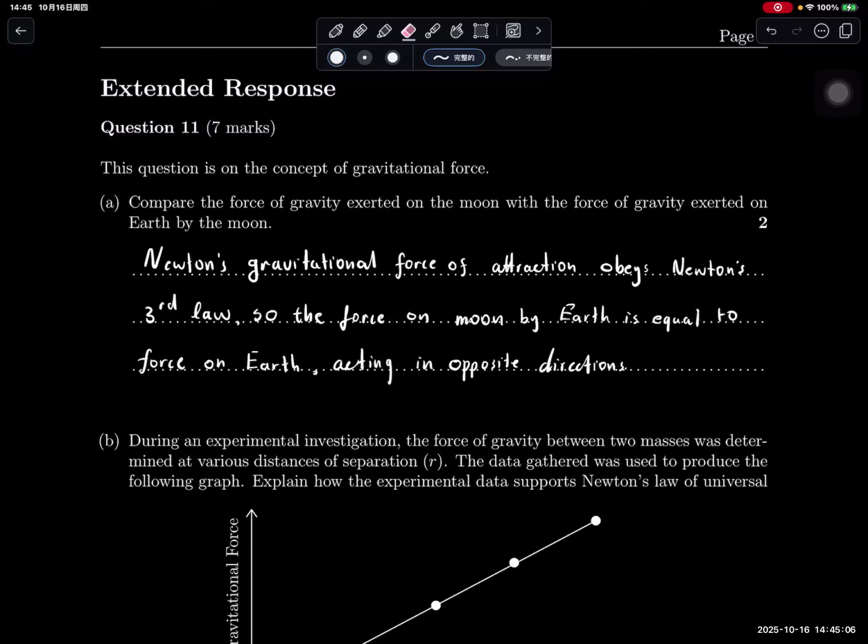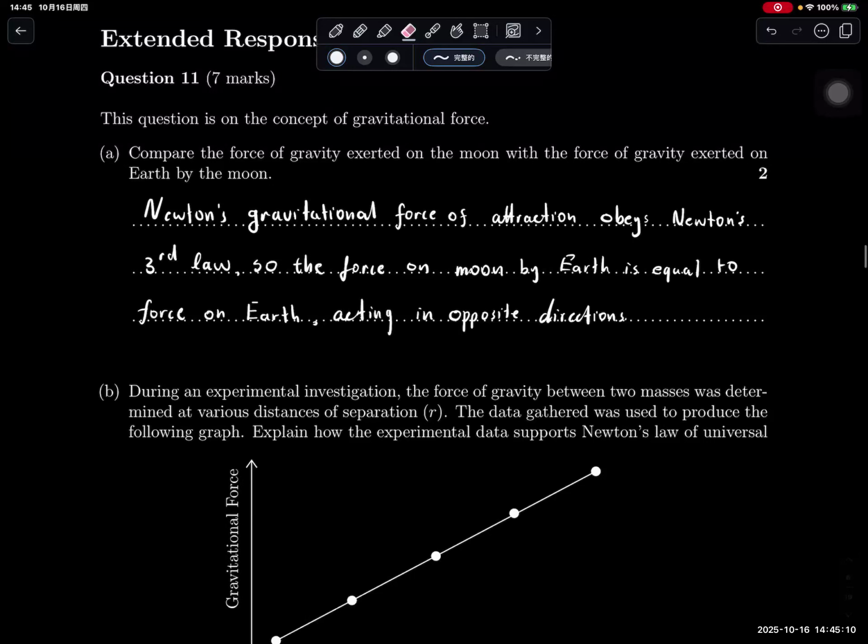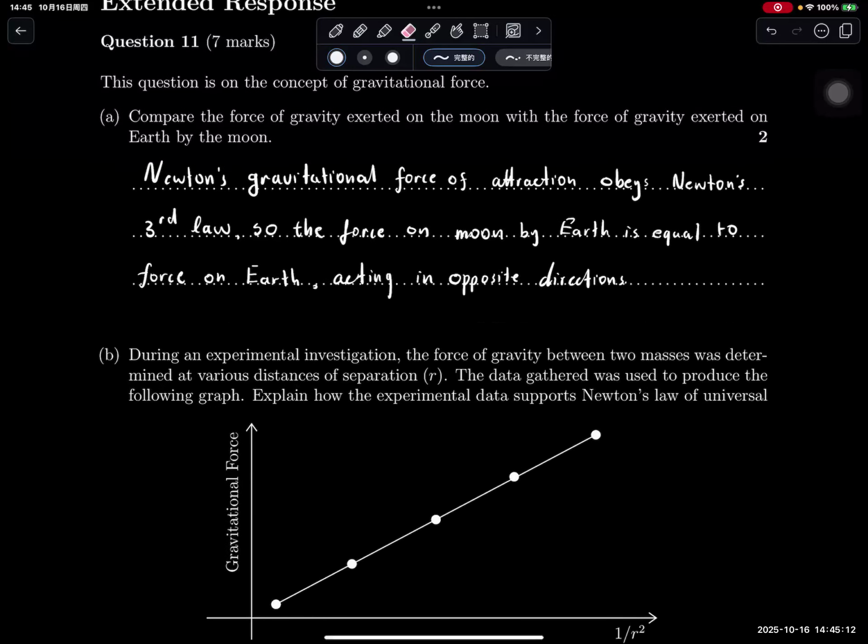Okay, so Newton's gravitational force of attraction obeys Newton's third law. So they will be the same, right? Because one attracts the other and the other attracts this, and they will have the same force but different direction.